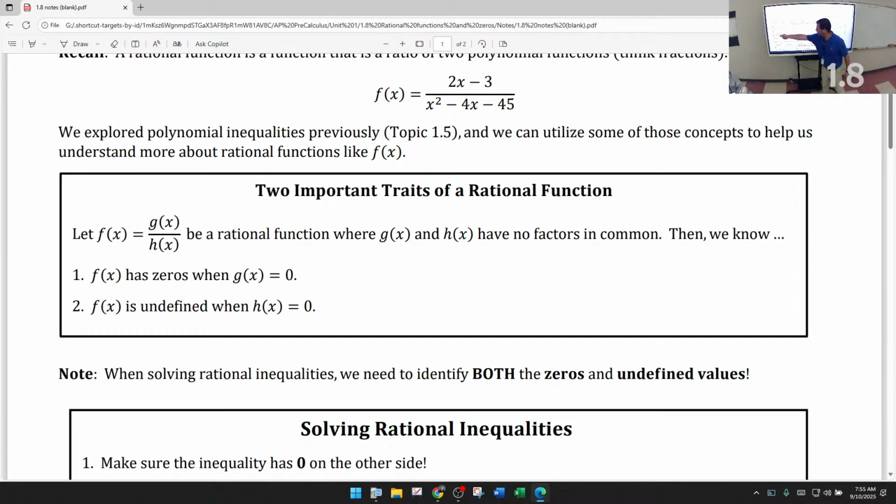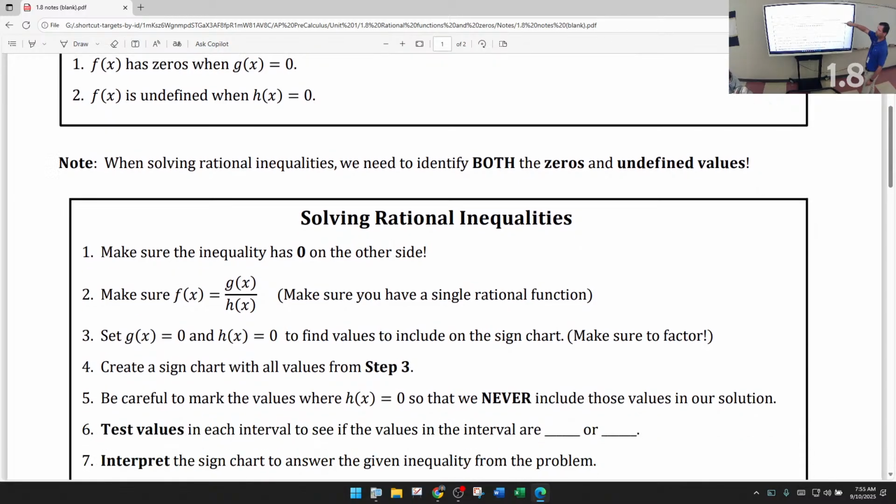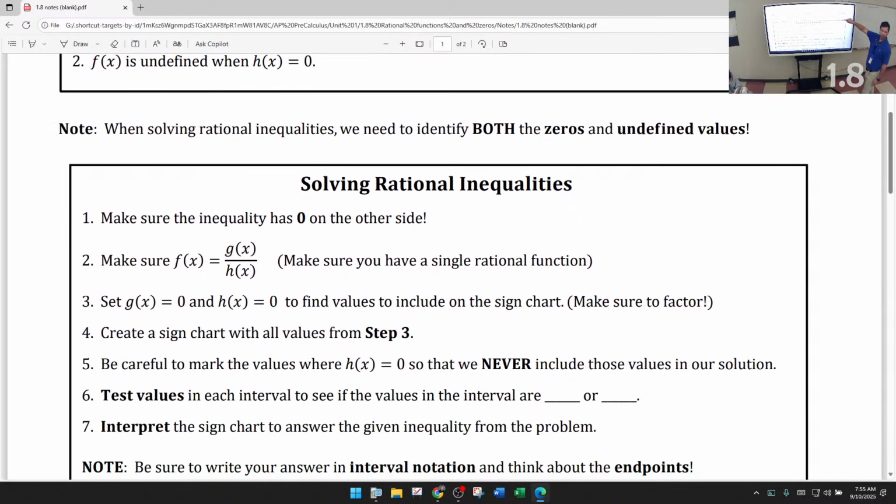We know that f of x has zeros when the top is 0. When the top is 0, that's a zero, or a root, or an x-intercept. And when the bottom's 0, we know that's bad. That gives me undefined. We learned already from Algebra 2 that gives me vertical asymptotes. So vertical asymptotes for the bottom, and the top gives x-intercepts or zeros. What happens if there are common factors? That's a whole other topic, and we'll talk about that at some other time. That's a vertical asymptote, provided there's no common factor. Y'all okay? Good? All right, today's lesson.